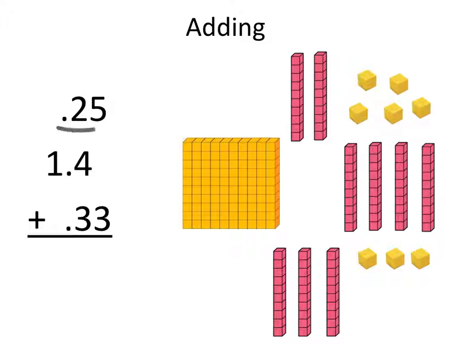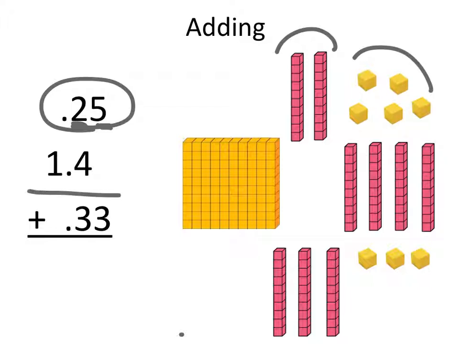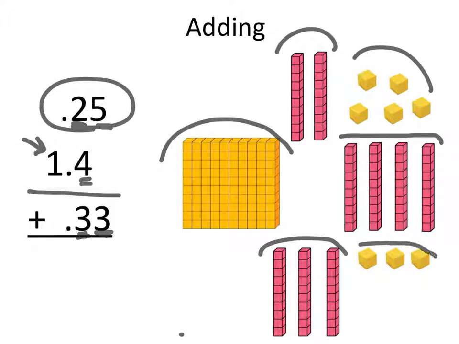So for example, if we look at this number, that number means we have 2 tenths and 5 hundredths. This number means we have 1 whole, because that 1 is to the left of the decimal point. There's our 1 whole, and we have 4 tenths. 1, 2, 3, 4. So that's what this number looks like. Our final number is 33 hundredths, or 3 tenths and 3 hundredths. So here are our 3 tenths, here are our 3 hundredths.